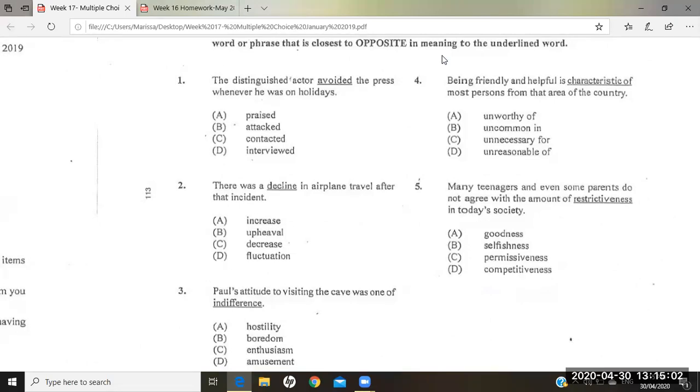I'm sure that you have seen these questions before. Number one: the distinguished actor avoided the press whenever he was on holidays. C, contacted. Very good. It is C, contacted. Number two.